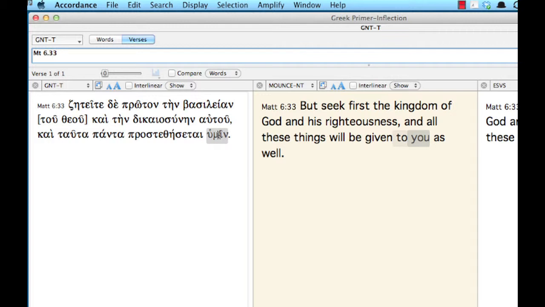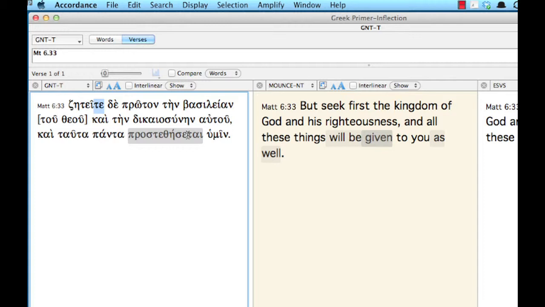So here back in zeteite, you have an example of how Greek doesn't need the subject explicitly stated. It's comfortable putting the subject in the verb, especially if it doesn't involve any ambiguity of meaning, and there wouldn't be any in this case. So the you is in the te, don't need an actual word you. But the interesting thing is the verb prostethesetai. It will be given to you.